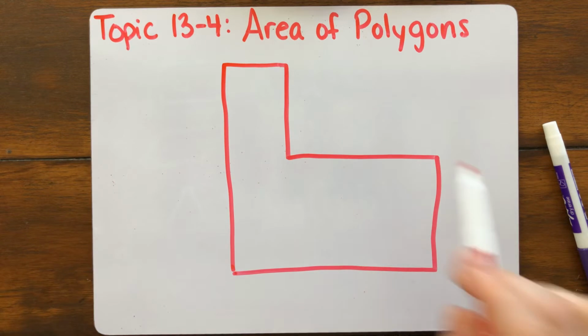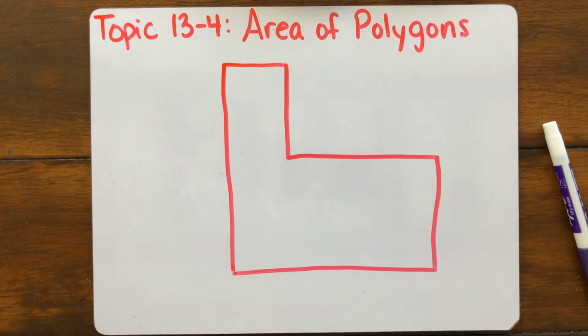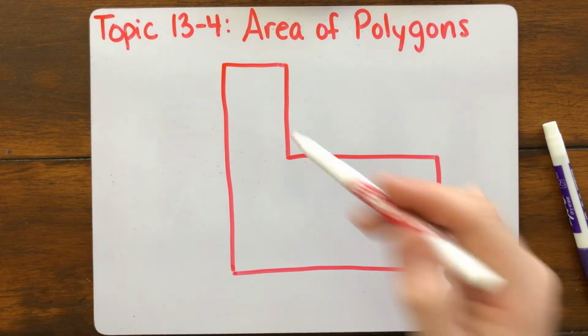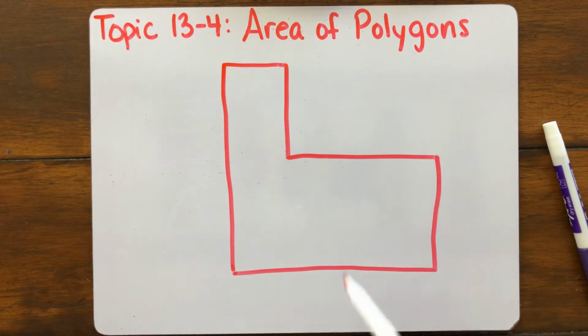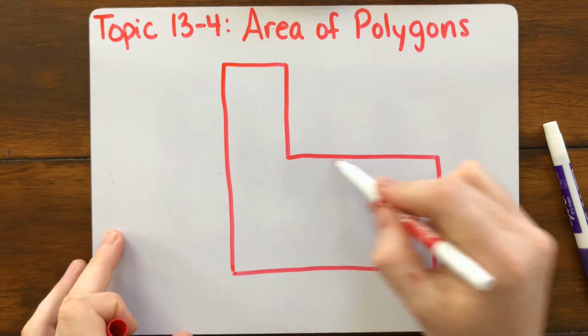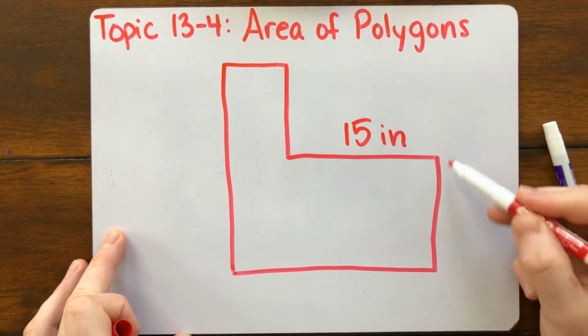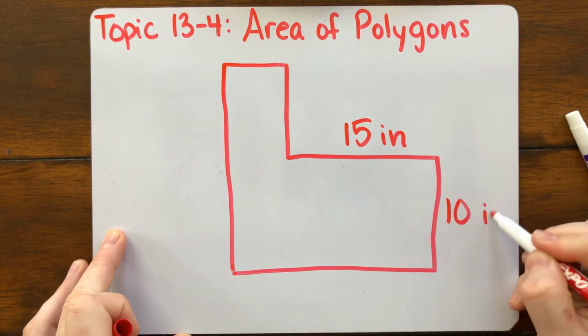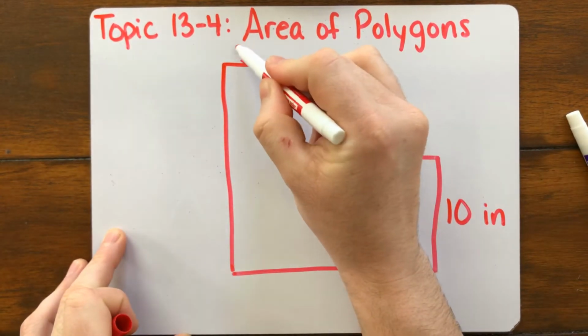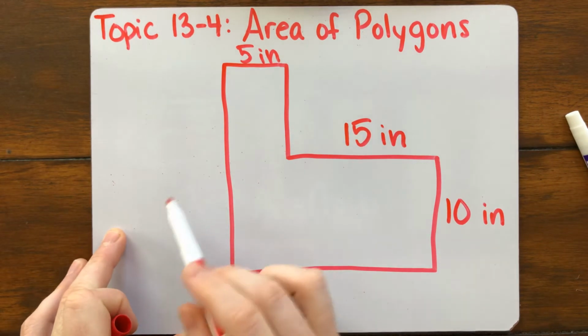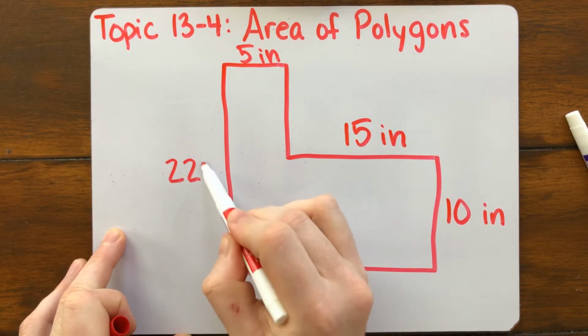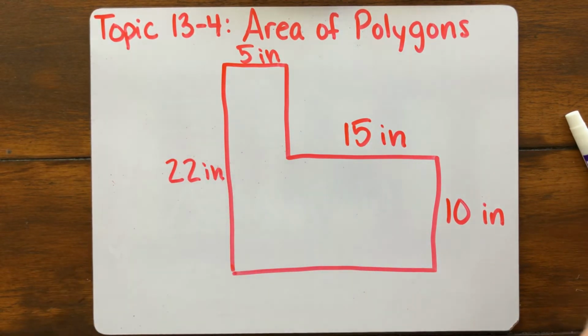All right, so we're given this shape. Obviously, it's not a quadrilateral because it has more than 4 sides. It has 1, 2, 3, 4, 5, 6 sides, so it's a polygon. And we're given that this dimension right here is 15 inches. This dimension right here is 10 inches. Up top here is 5 inches. And then right here is 22 inches. All right, so we are given all the information we need to find the area of this shape.